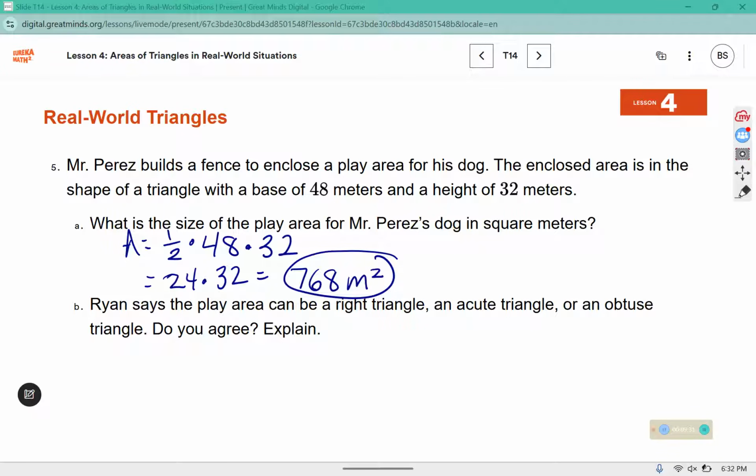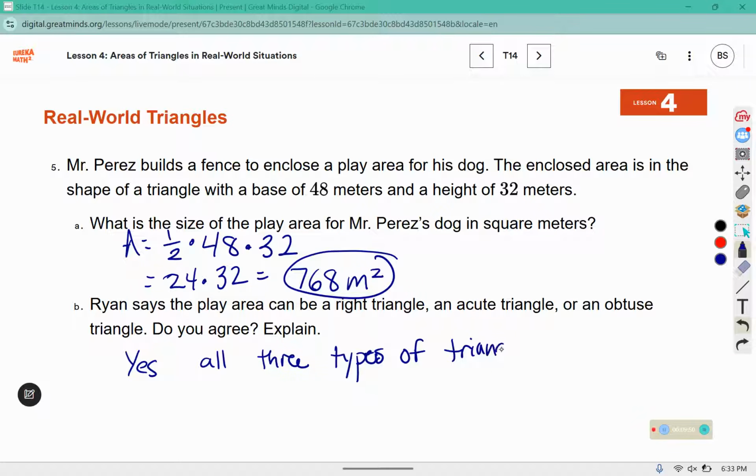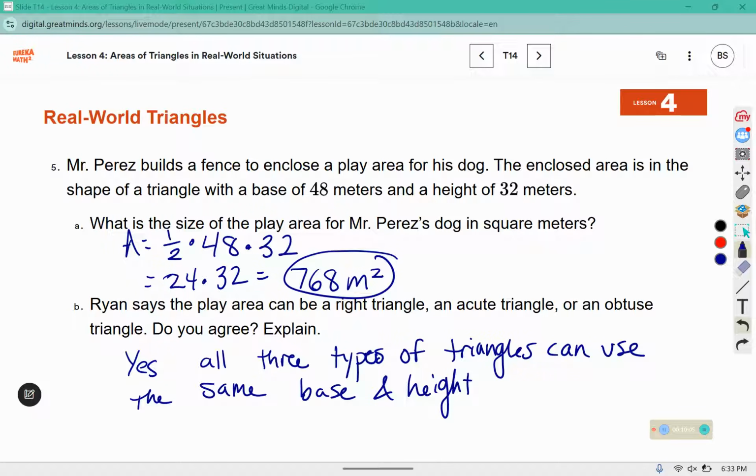Brian says the play area can be a right triangle, an acute triangle, or an obtuse triangle. Do you agree? Explain. Yes. All 3 types of triangles can use the same base and height, like we saw in the very first problem. They all had the same base, and they all had a height of 4. They were just different versions of the triangle.